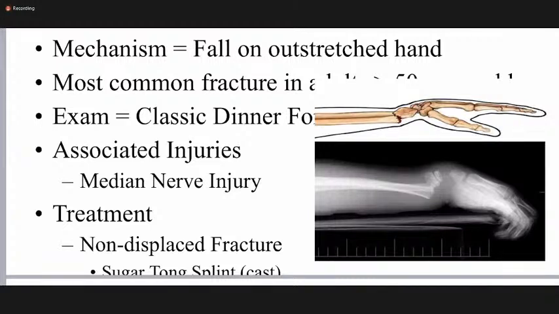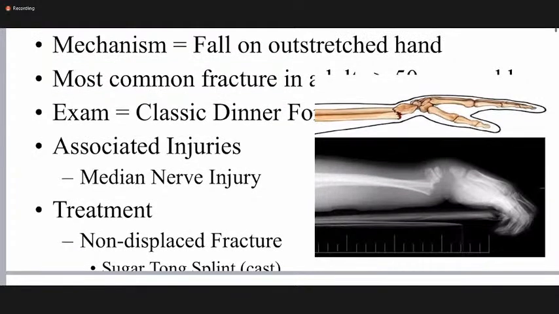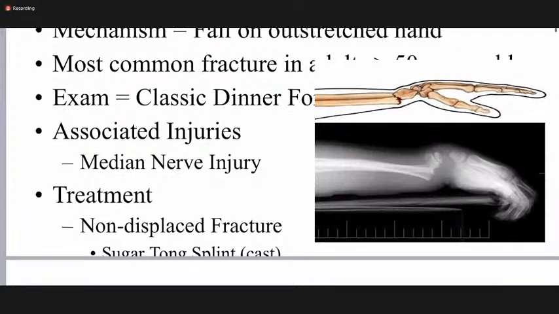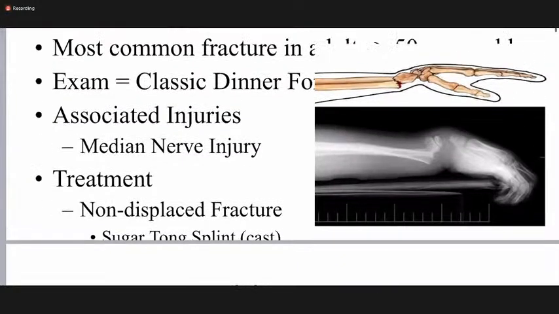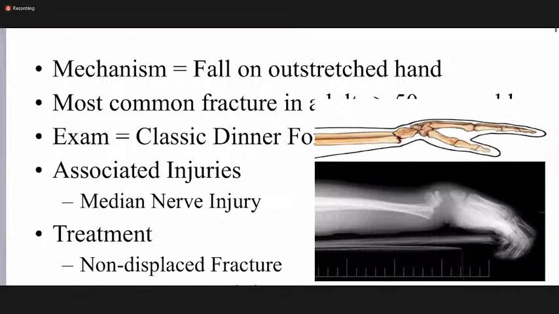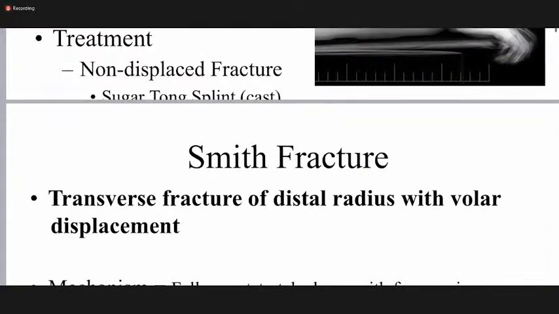Treatment: if it is not displaced, we just use a sugar tongs splint or a plaster. If displaced, then you must do closed reduction and put a cast. Or if you find it's unstable when you try closed reduction and casting, then you do open reduction, K-wires, or plates for the Colles fracture.